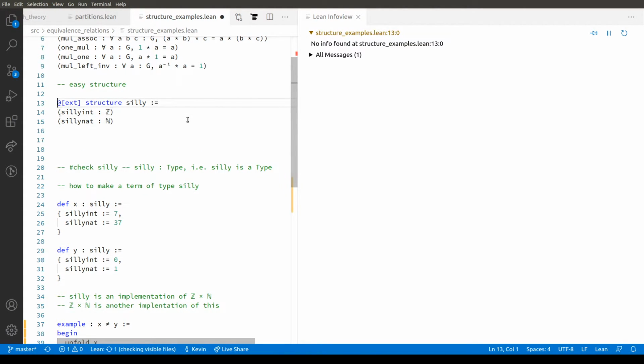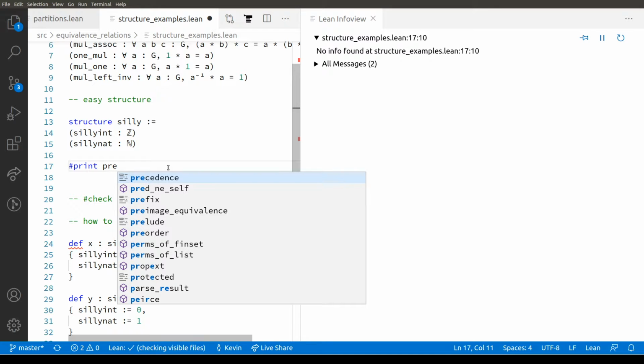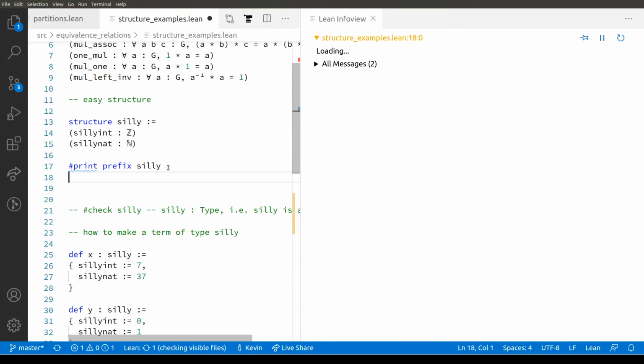Let's remove this first. I think this might be instructional. So there's the definition of the structure. And one question you could ask immediately after making this definition is, what exactly does Lean know about this silly structure? So let's print prefix silly. And let's see what Lean has to say.